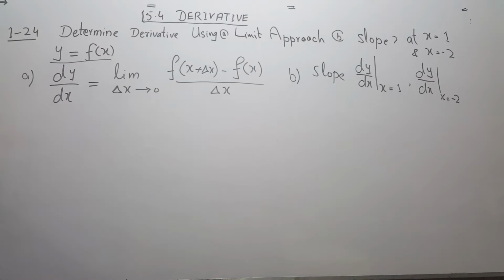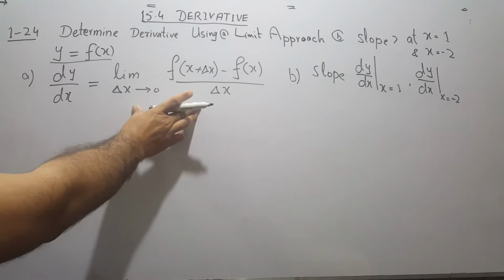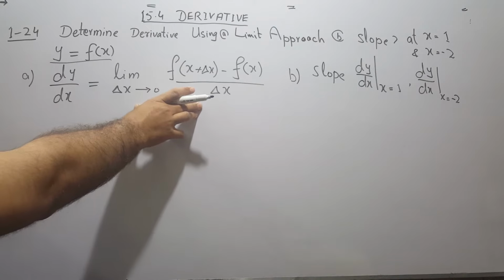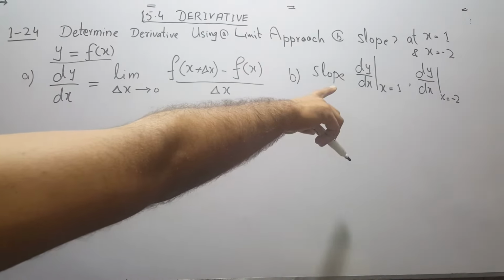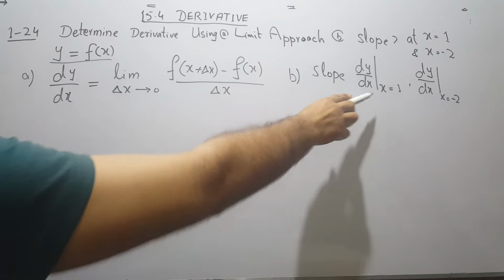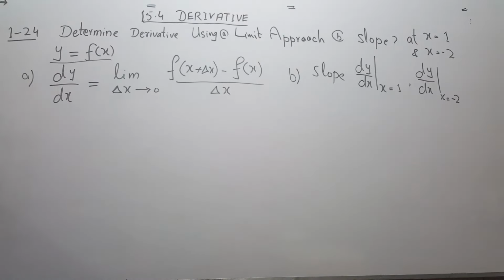So if you find the difference quotient and then apply the limit as delta x approaches 0, this gives us the derivative. And once you find this derivative by definition or any method, you replace x by its particular value, and that will give us the slope of that function. So let's start with some examples.